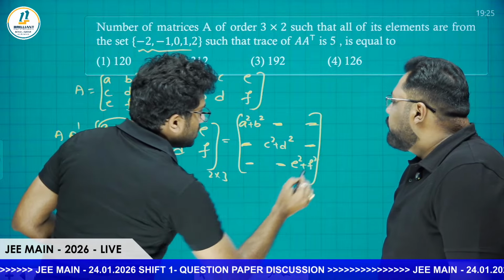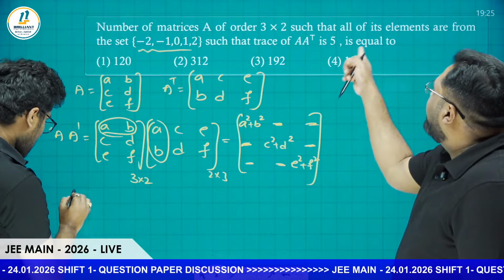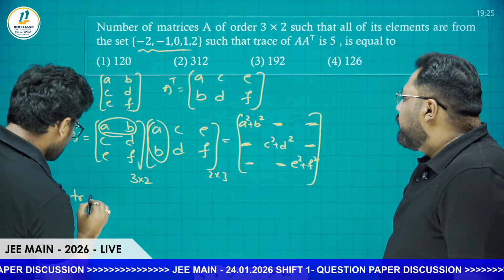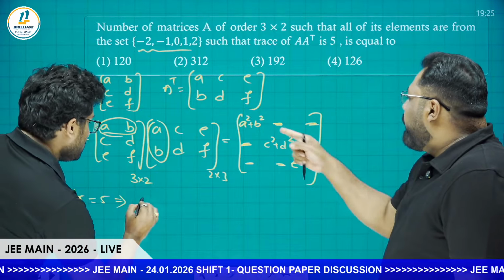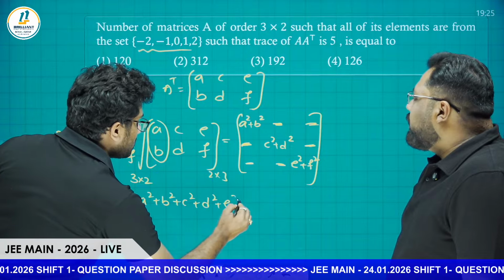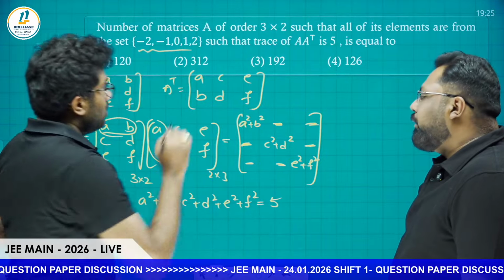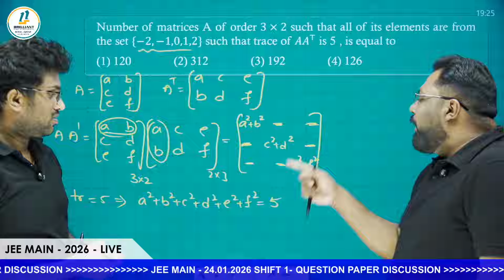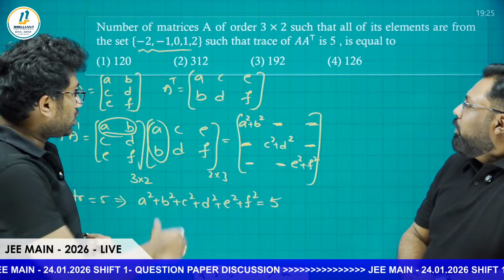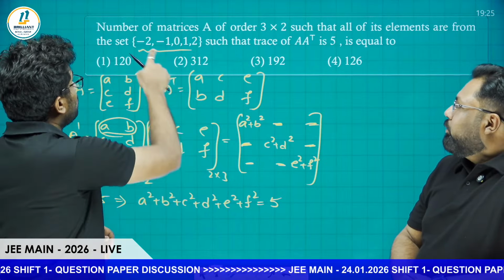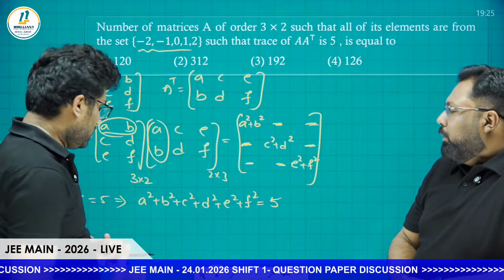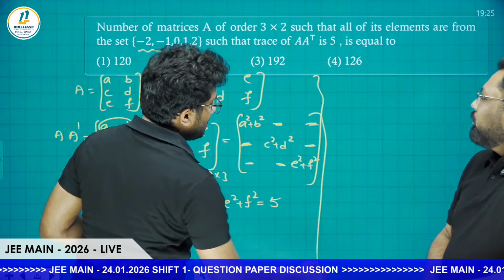So their main objective is that the trace, meaning the sum, should be equal to 5. That means A squared plus B squared plus C squared plus D squared plus E squared plus F squared is equal to 5. You can see there are 6 terms added to give 5. Here comes the key concept of permutations and combinations. So what are all the cases? A, B, C, D, E, F should be from -2 to +2 as given, and the sum of their squares should be equal to 5. So what are all the cases that we can take is important.